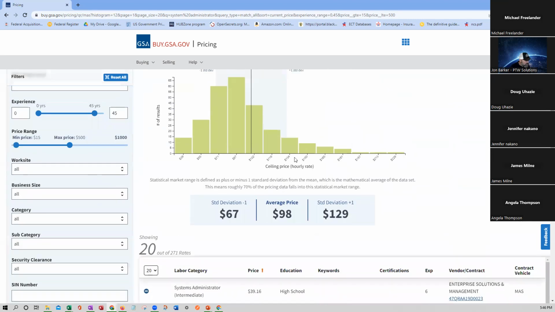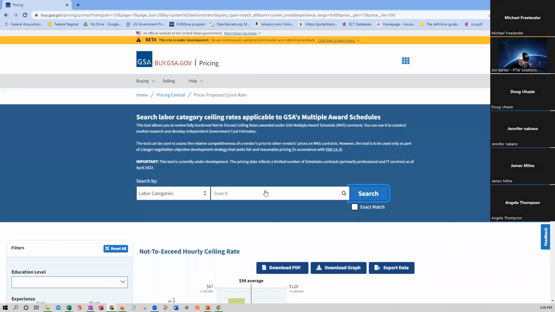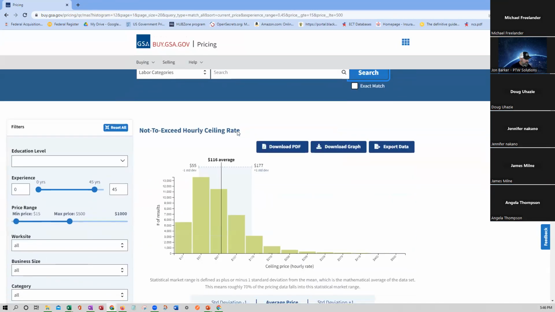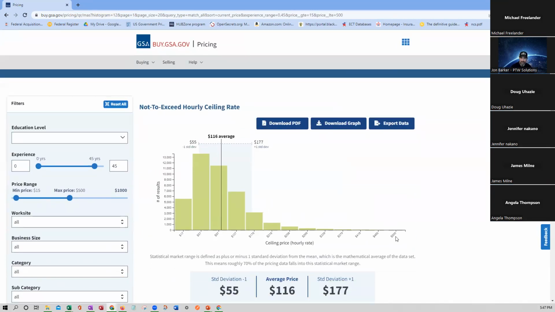All right. My computer's slow because I'm probably running too many things. All right, $116 an average. You got a huge tail, right? Because you got your KPMGs, PwCs of the world that charge $500 rates.